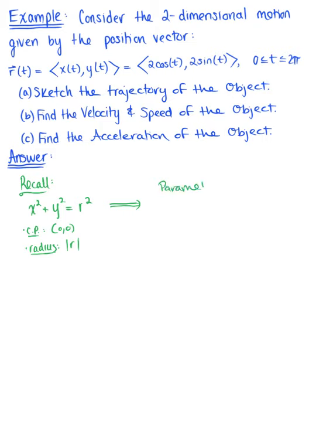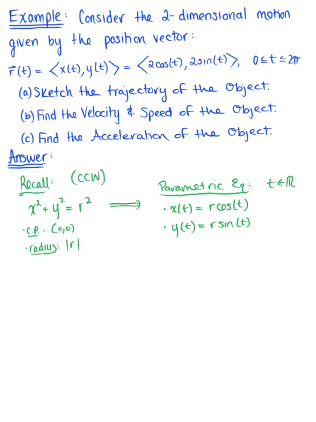So the parametric equations of a circle, for some arbitrary parameter t, a real number, are that x of t, the parametric description of x, is defined as the radius r multiplied by cosine of t. The parametric description of y is defined as r sine of t. We'll assume we have counterclockwise orientation, where t is greater than or equal to 0, less than or equal to 2 pi.